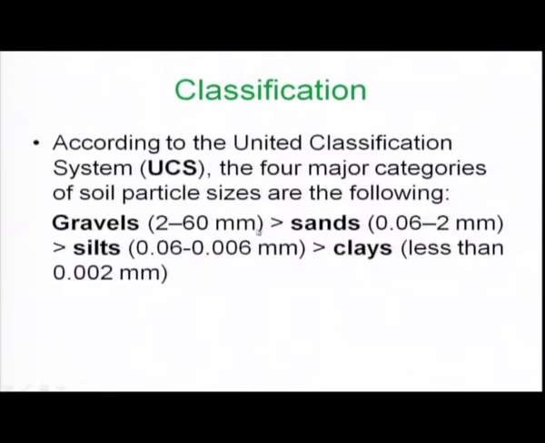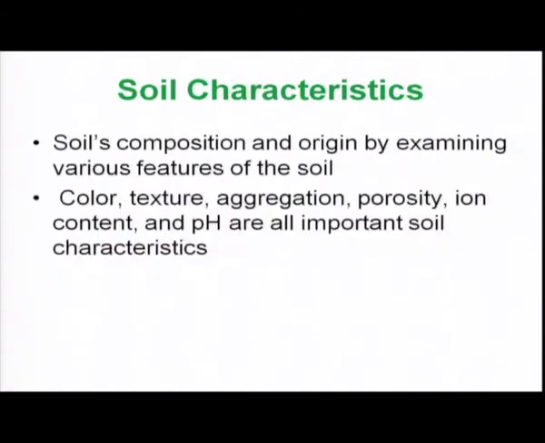So, gravel is a particle size greater than 2 mm as per the UCS classification of soil. We will see some of the characteristics of the soil. Soil composition we are going to discuss elaborately maybe in the next lecture. Various features of the soil, such as color, texture, aggregation, porosity, iron content and pH, are all important soil characteristics. We will see them one by one.